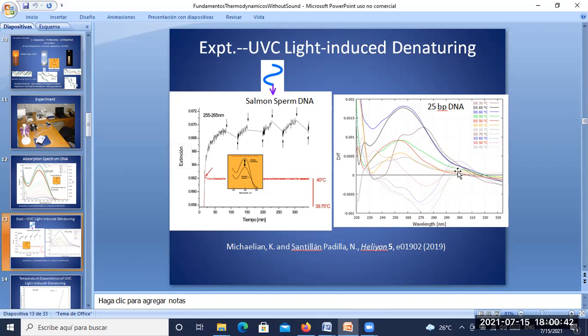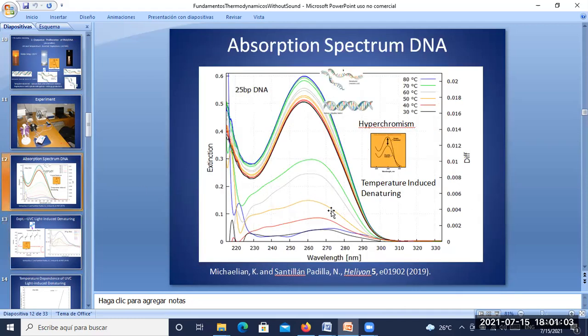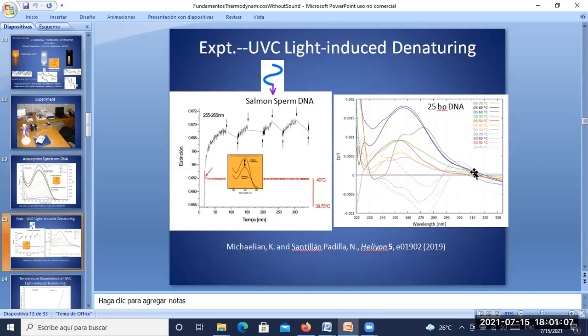Okay, and this is the same for 25 base pair DNA, but this is now as a function of wavelength. So instead of integrating from 255 to 265, we're plotting the different wavelength results. And this in fact is the difference. So this corresponds to this difference spectrum here that we saw for the temperature denaturing. This is for DNA denaturing using ultraviolet light.